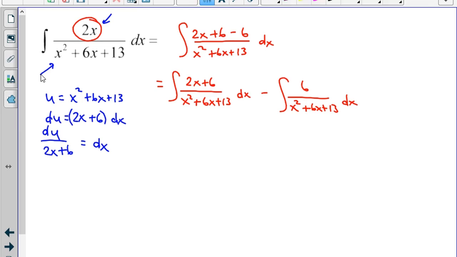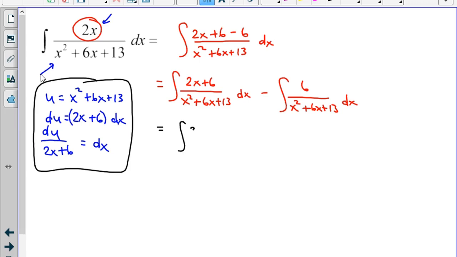Now if I take a look at this u substitution that I did earlier, what I can do is rewrite the first integral as the integral of 2x plus 6 over u times du over 2x plus 6, because I made this substitution in for dx. That's going to become the integral of 1 over u du.